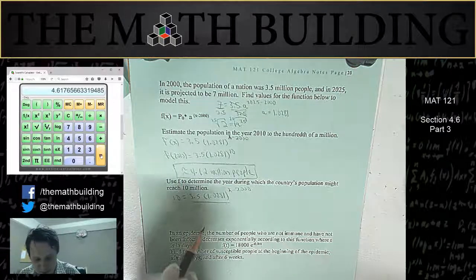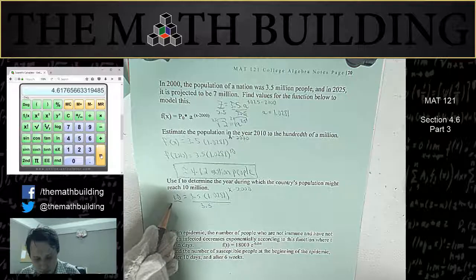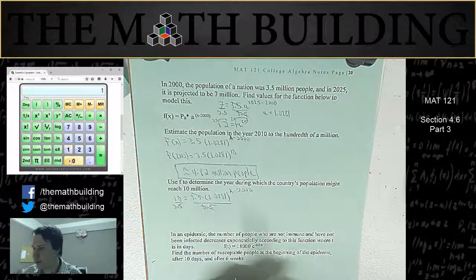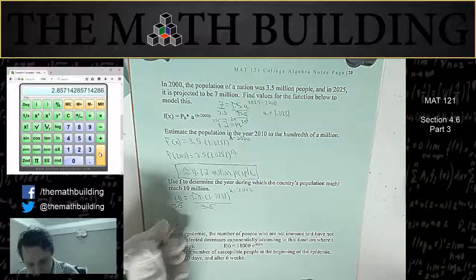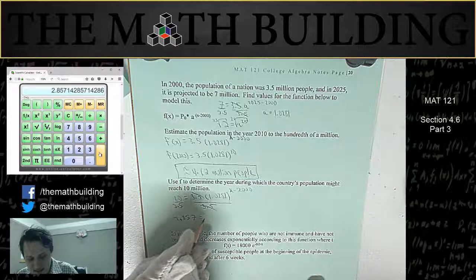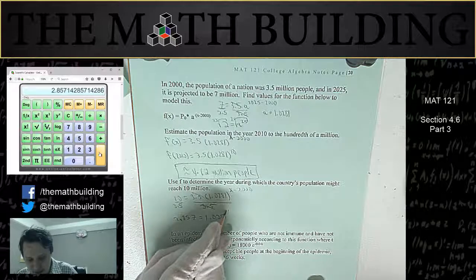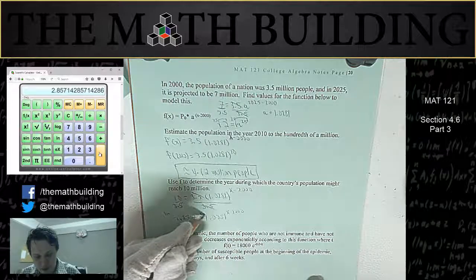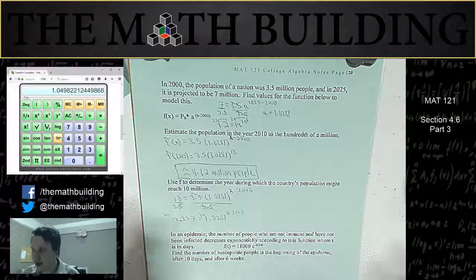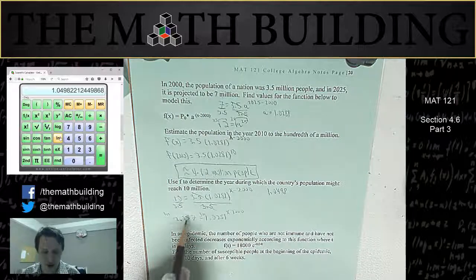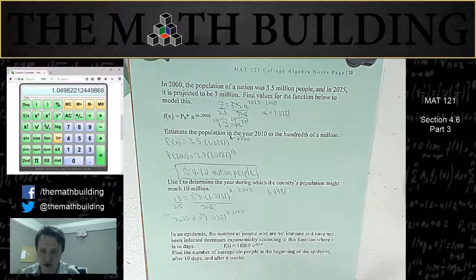So let's start by dividing by 3.5. That cancels, and we get 10 divided by 3.5, which is 2.857. As usual, if you need to be more accurate, use more decimals. That's equal to 1.0281 to the x minus 2000. Next thing I'll do is take the natural log of both sides. The natural log of 2.857 is 1.0498.